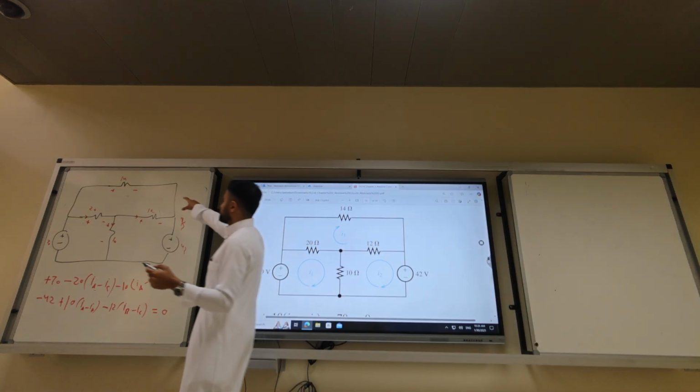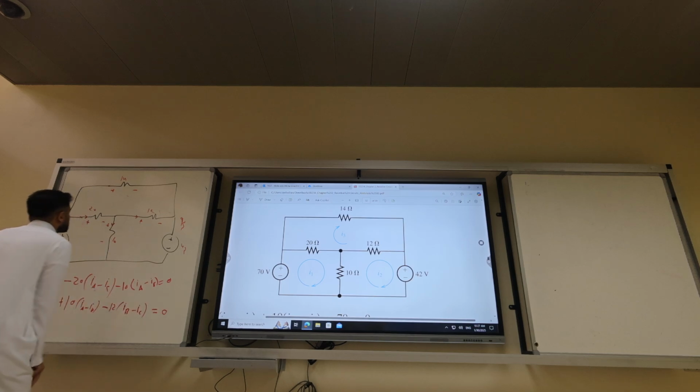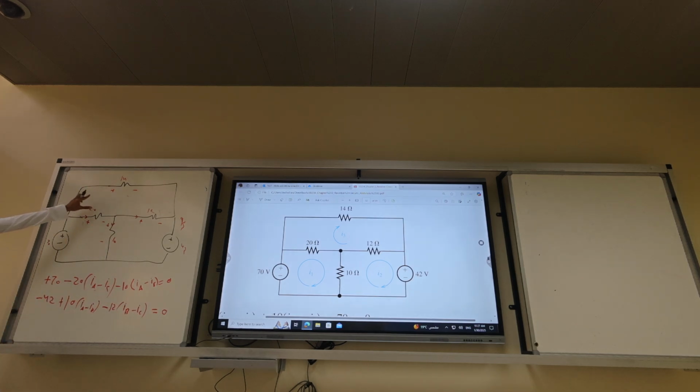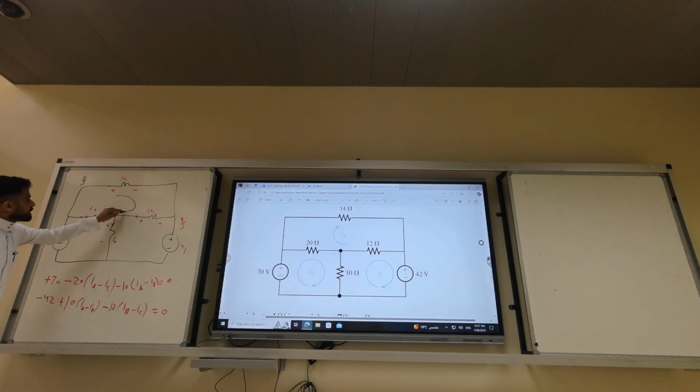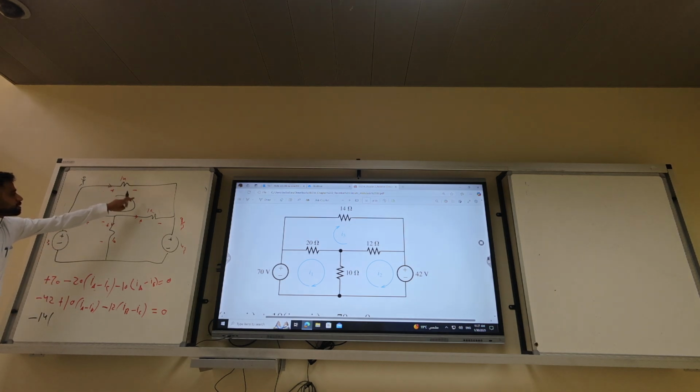Where do you want to start? Left edge. Let's do it here. This mesh, where do you want to start? Here? Yes. Okay. Voltage rise or voltage drop? Voltage drop. Keep in mind the current goes here, IC. So IC enters from the top. So voltage drop, minus 14 times IC.